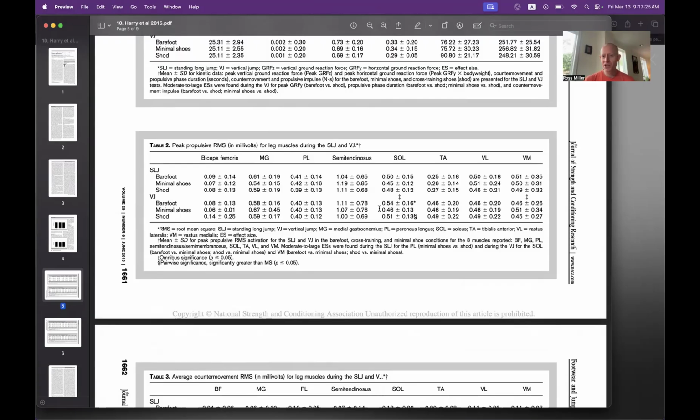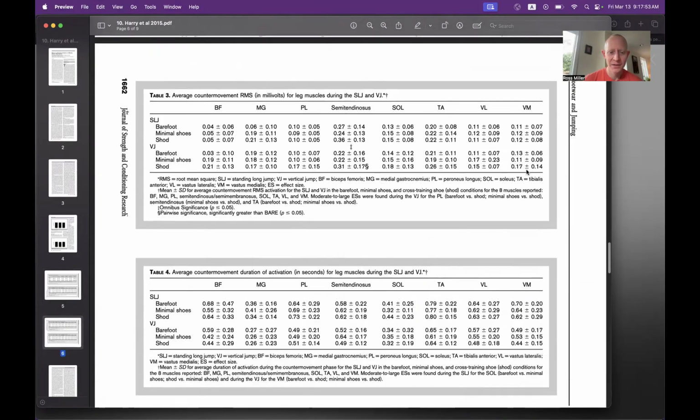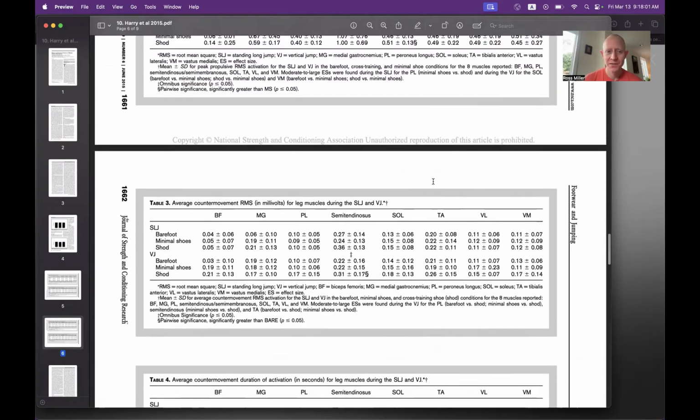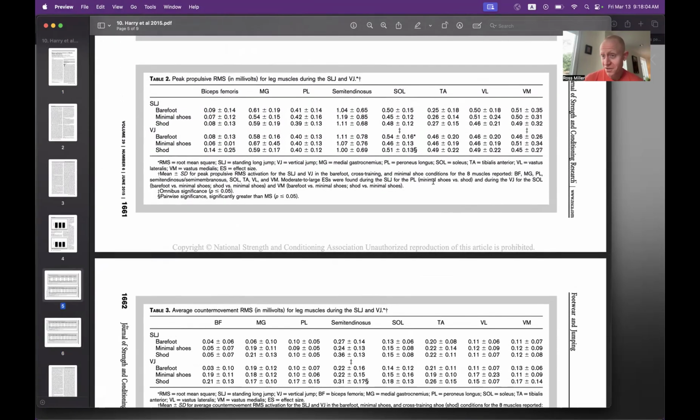So they had measures here from all the major lower limb muscles: biceps femoris, a hamstrings muscle; medial gastroc; peroneus longus, a frontal plane muscle at the ankle; semitendinosus, another hamstrings muscle; soleus, the other main plantar flexor, and in most people soleus is the single largest and strongest muscle in the body; a dorsiflexor; and then two of the quadriceps, vastus lateralis and vastus medialis. Again, a lot of data here in the several tables that follow on the magnitude and the timing of the electrical activity of those muscles in these three different shoes in these two different jumping conditions.